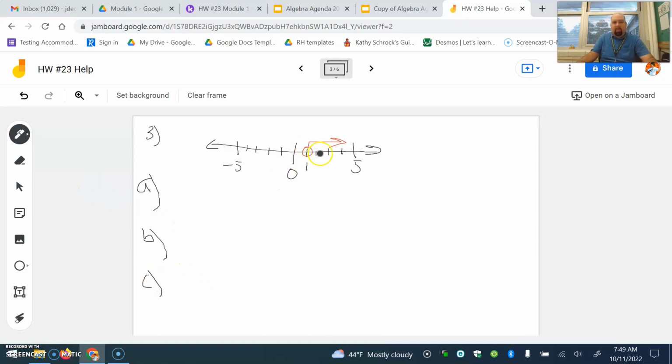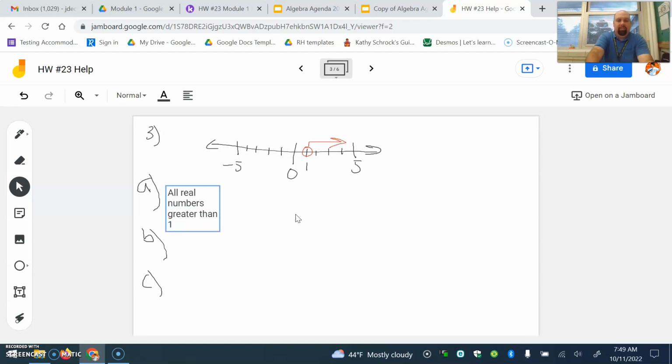This time it's an open circle and it's going to the right. What does that mean? That means I'm talking about numbers that are bigger than 1. So, all real numbers greater than 1. Now, it's greater than and not greater than or equal to. If it was shaded in, it would be greater than or equal to.